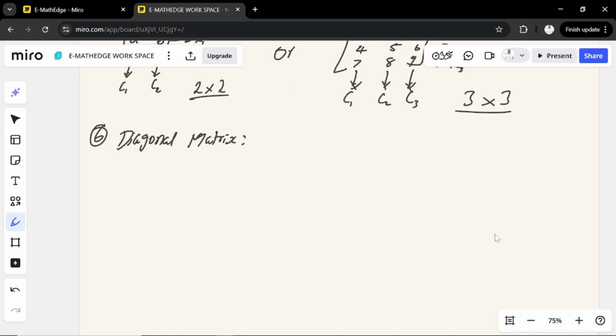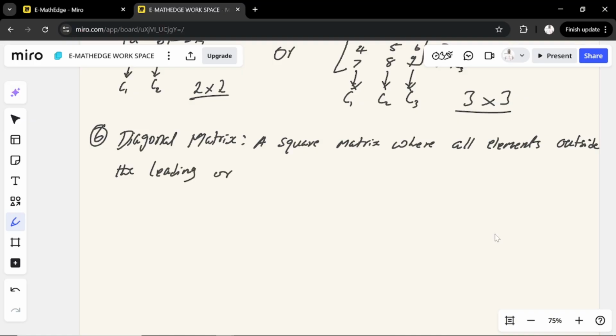And what is a diagonal matrix? A diagonal matrix is a square matrix where all elements outside the leading or the main diagonal are zeros.